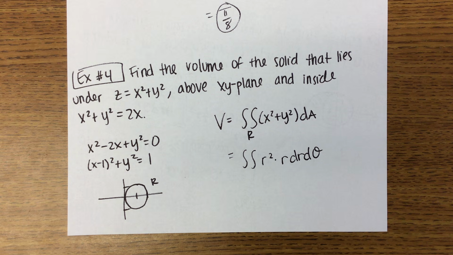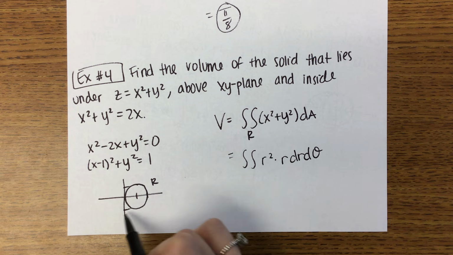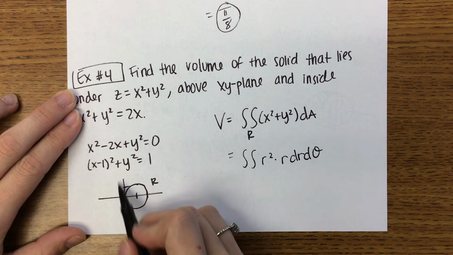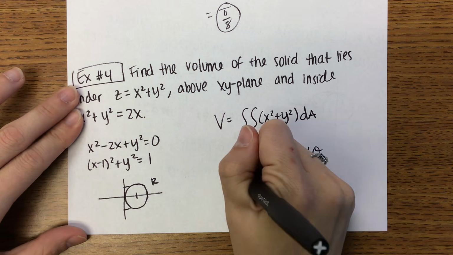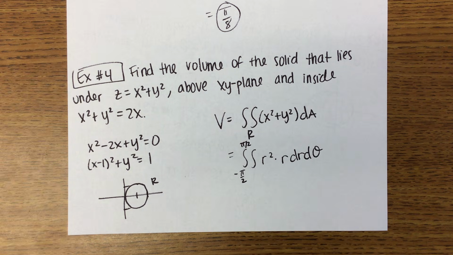Bounds for theta. It's not going to be 0 to 2 pi, because 0 to 2 pi would mean we were in all 4 quadrants. What's the upper bound for theta? Upper bound for theta. What is theta right here? Pi over 2. What's theta here? Negative pi over 2. So those are our bounds for theta.